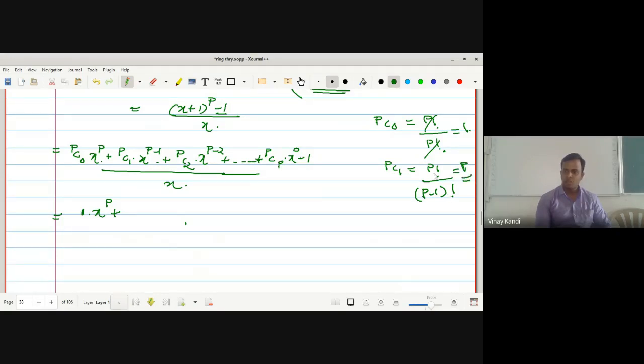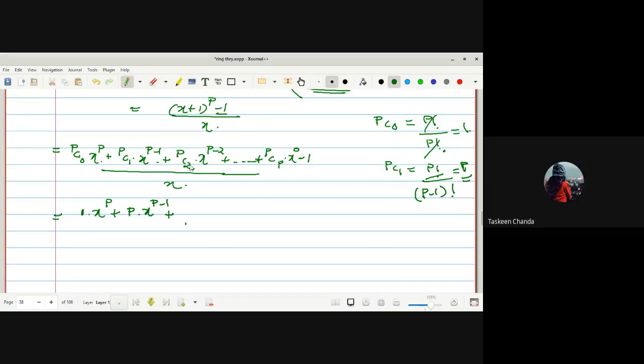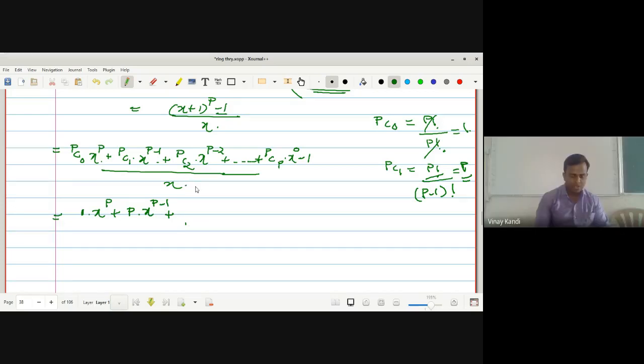p into p minus 1 factorial, and p minus 1 factorial gets cancelled, so only p remains, into x raised to p minus 1. Any doubt? Similarly, p c2: the value is p factorial upon 2 factorial into p minus 2 factorial, which gives p into p minus 1 divided by 2, since 2 factorial is 2, into x raised to p minus 2, and so on, plus p c p. p factorial upon p factorial gets cancelled, only 1, x raised to 0 is 1, and this is minus 1, so the plus 1 and minus 1 get cancelled, divided by x.